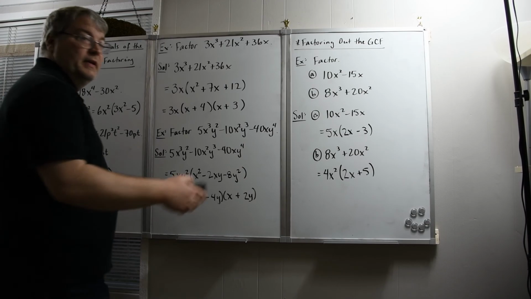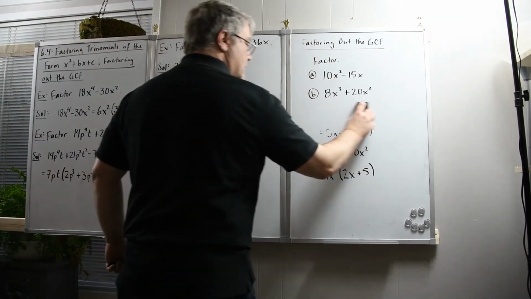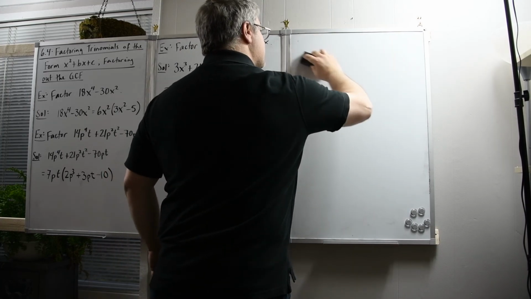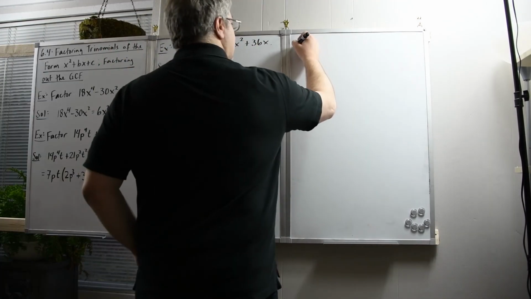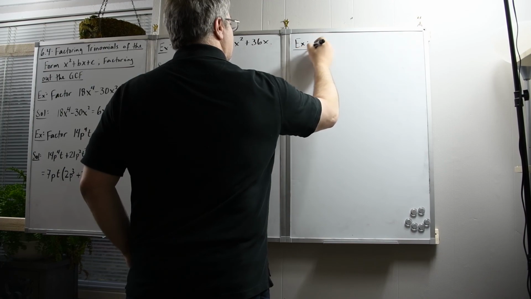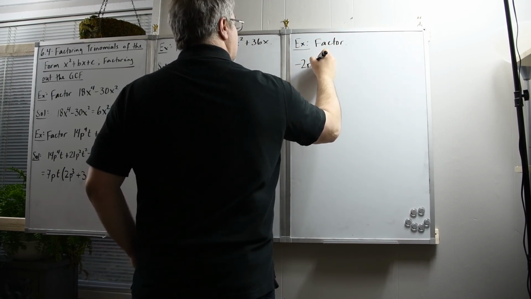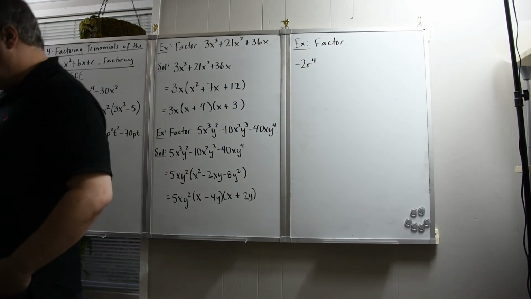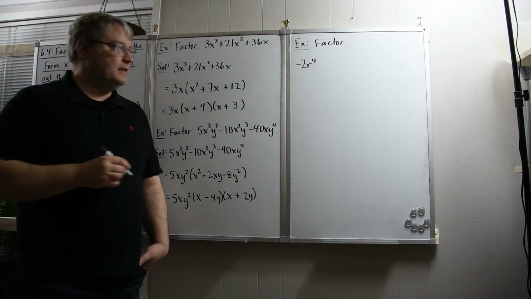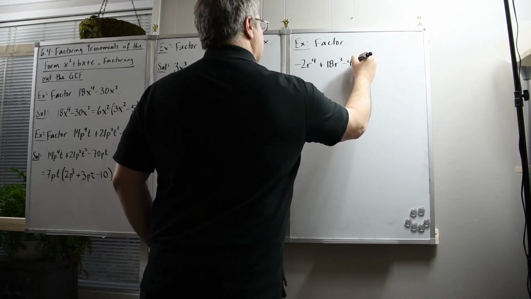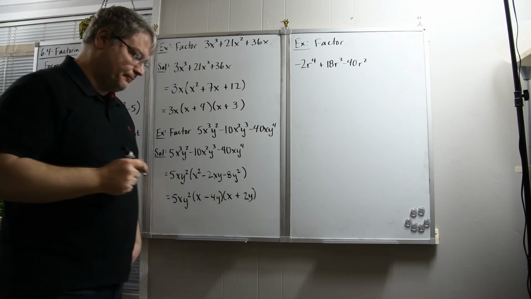So we have one more example. We'll have a negative 2r to the fourth plus 18r to the third minus 40r to the second.